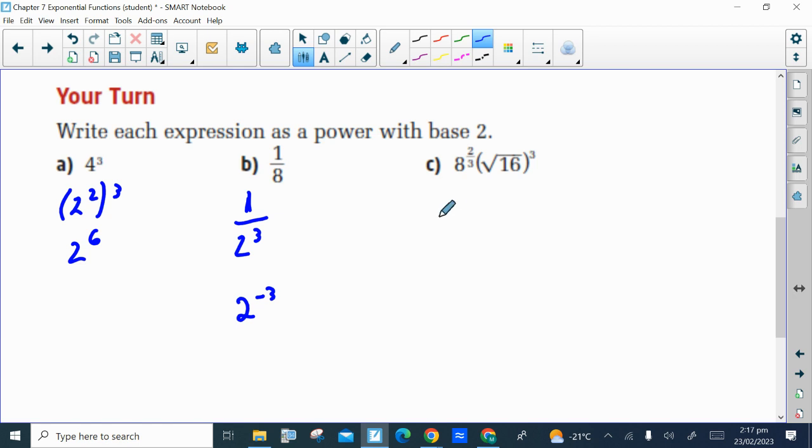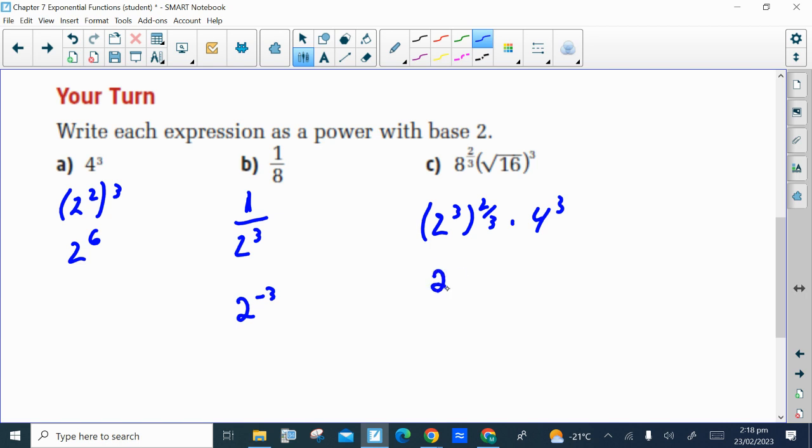And then for C, again, 8 is 2 cubed, which would be raised to the power 2 over 3. 16, the square root of 16 to the power 3. Well, a couple things you could do here. You can actually take the square root of 16, which is 4, and then that would be cubed. The square root of 16 is 4. And then you can express 4 as a power of 2.